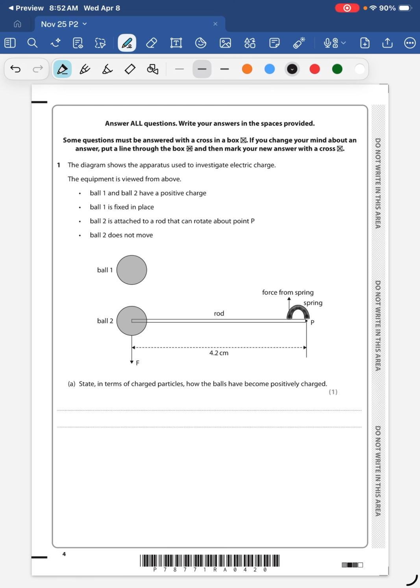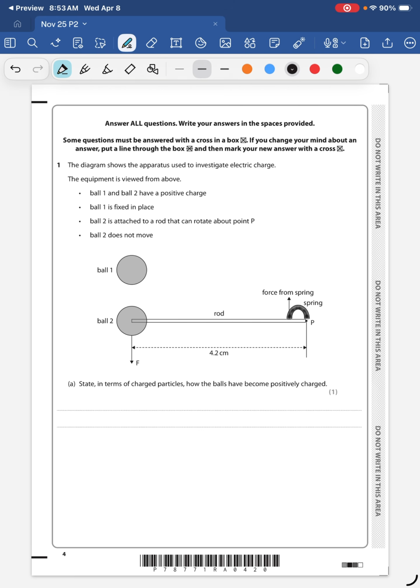The diagram shows the apparatus used to investigate electric charge. The equipment is viewed from above, okay? Ball 1 and ball 2 have a positive charge. Ball 1 is fixed in place, this one that I marked with a cross, okay? Ball 2 is attached to a rod that can rotate about point P. This is point P. Ball 2 does not move.